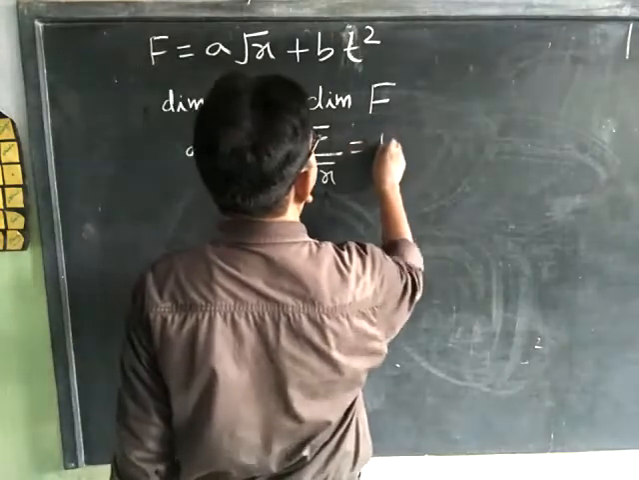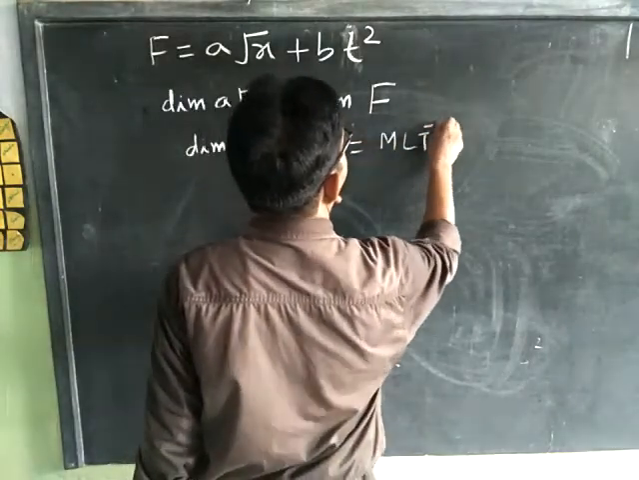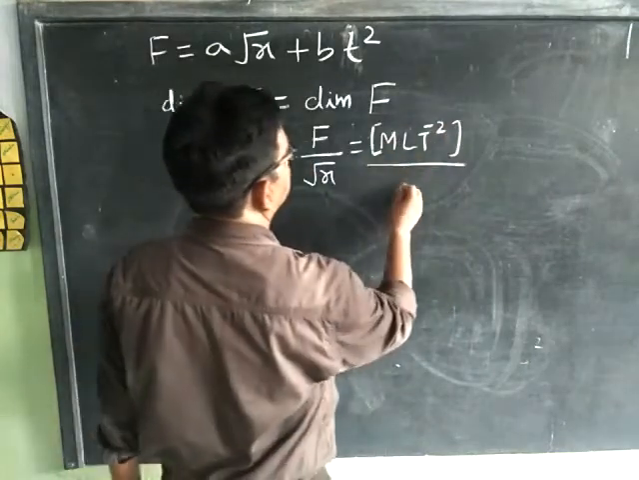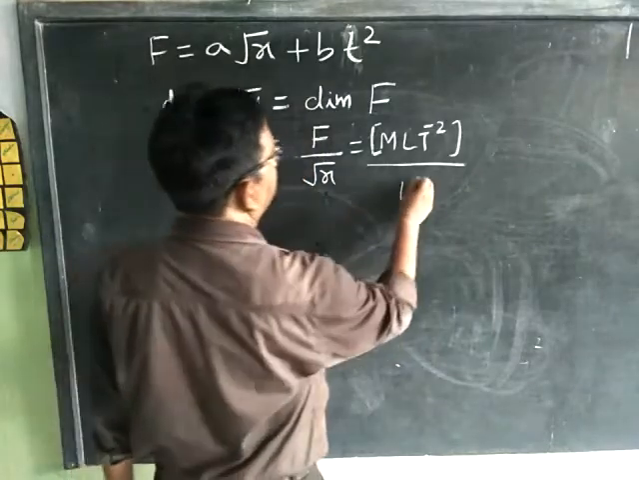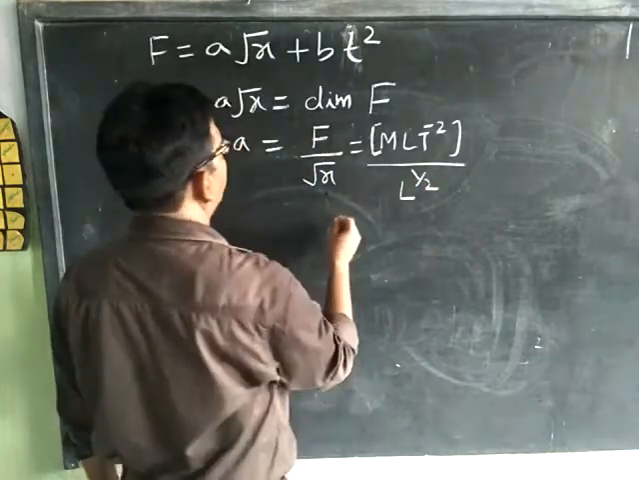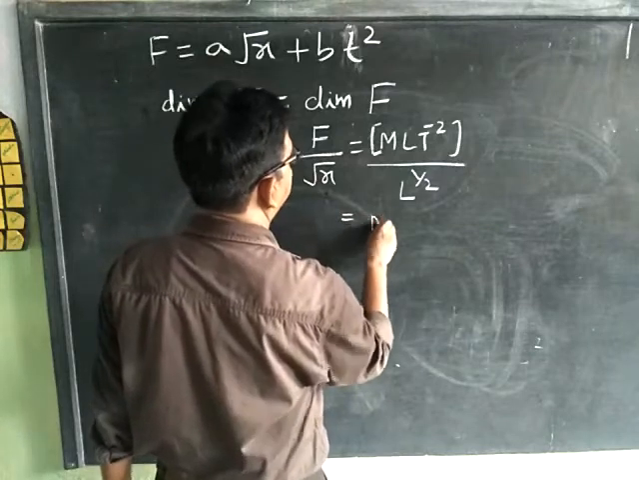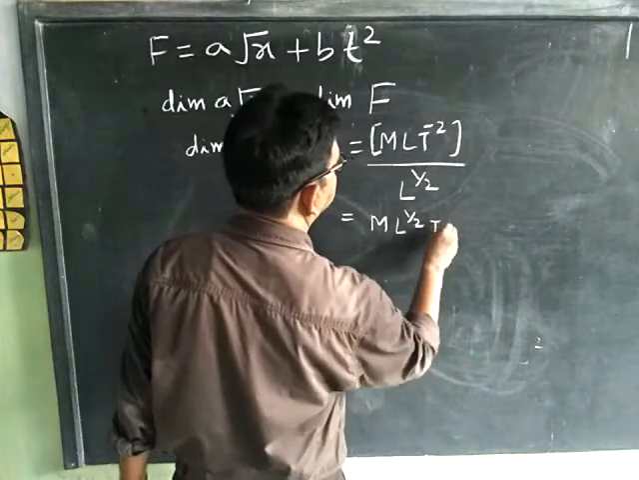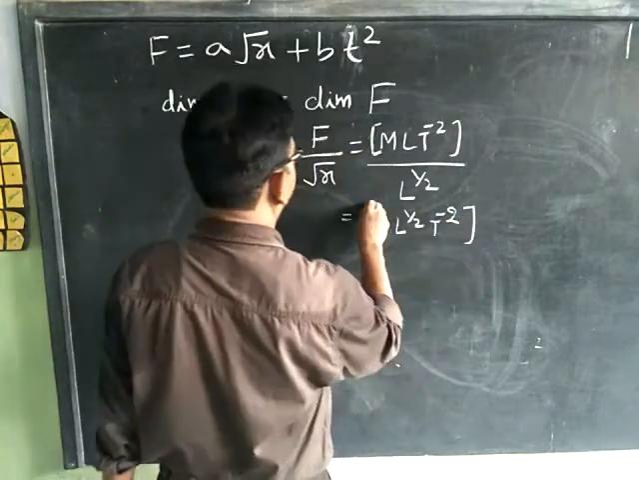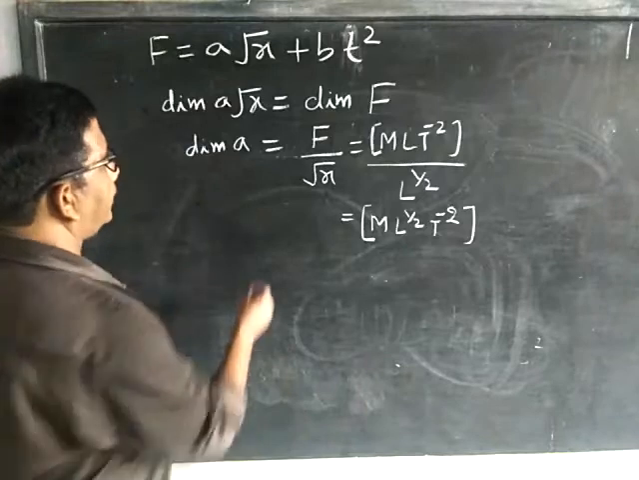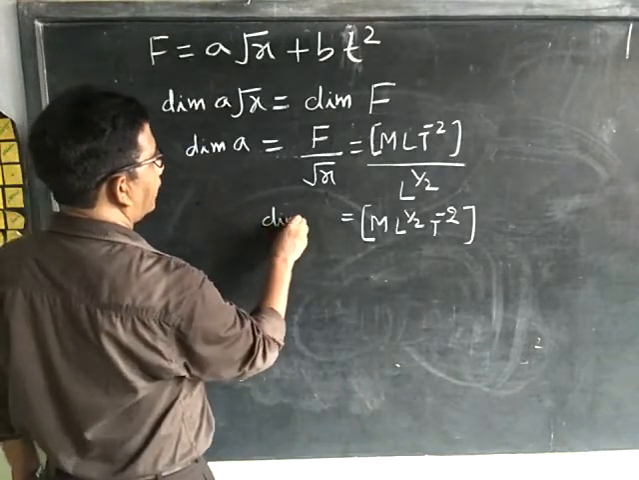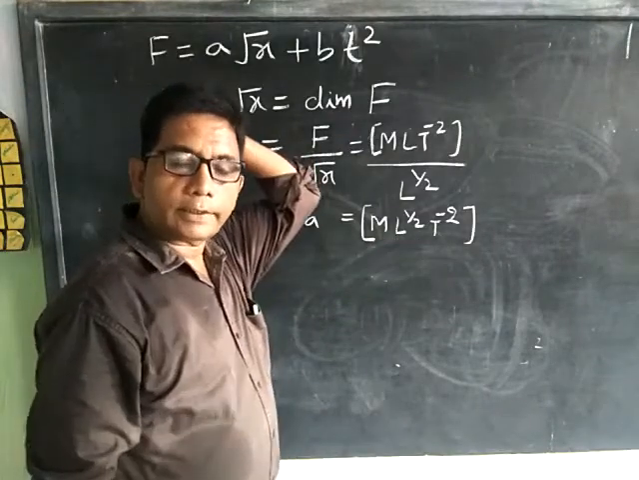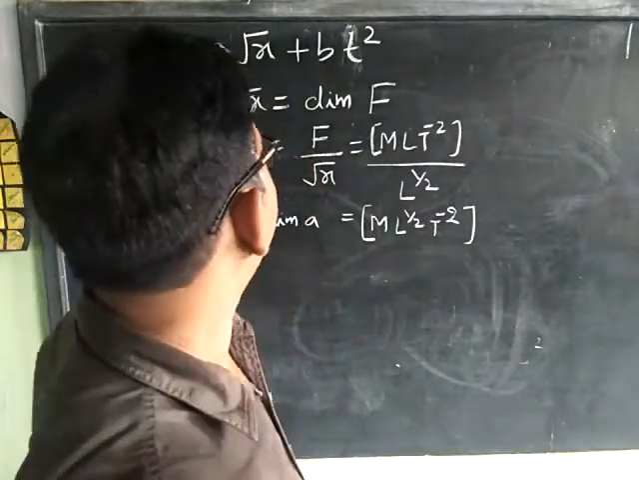Force dimension M L T power minus 2 and distance L, and it can be written power 1 by 2. When we solve this, M L power 1 by 2 and T power minus 2. Thus dimension of A is equal to M L power 1 by 2 and T power minus 2.